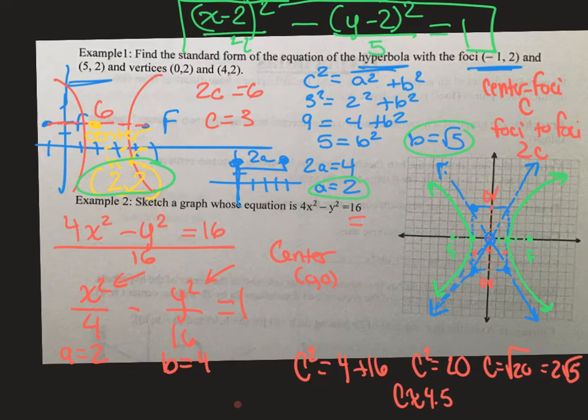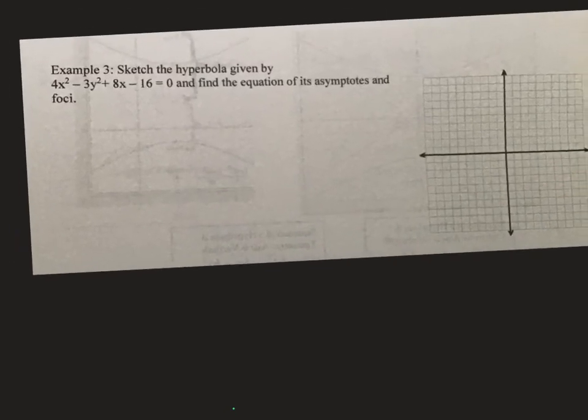So there you go. Okay, let's go back to page 106 and let's do number 3. This problem says I need to sketch the hyperbola and find the equation of the asymptotes and the foci. Okay, so we're going to do exactly what we did last time, with a little bit more work. We're going to have to complete the square.